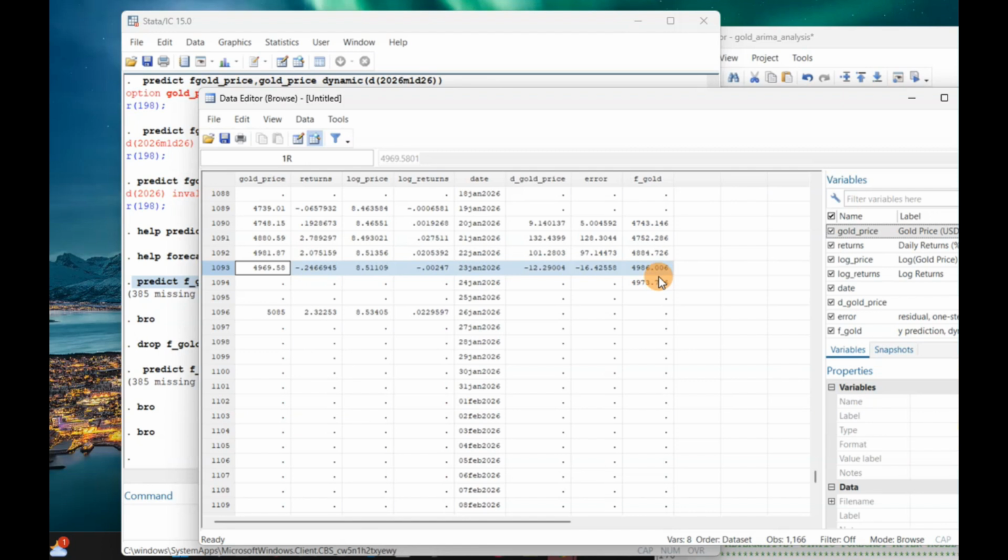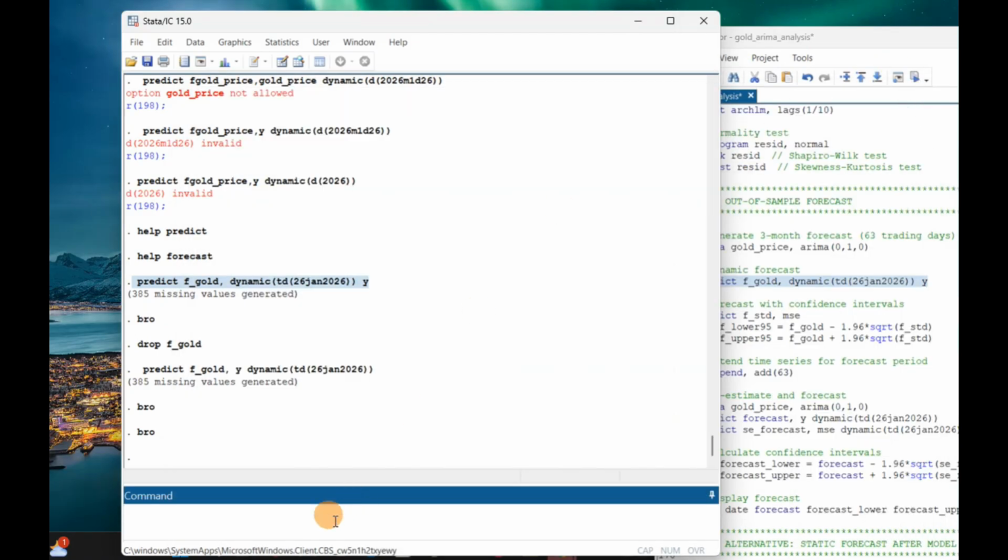can we predict our standard confidence? Please predict F standard deviation, and then type MSE, mean standard error. So can we browse? So we are just making our standard error, right? Can we generate our confidence level?